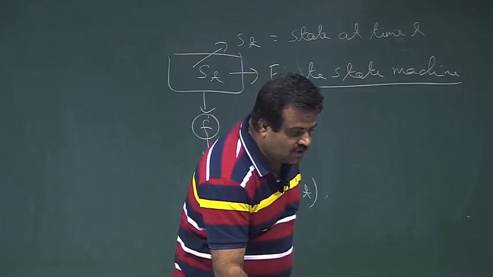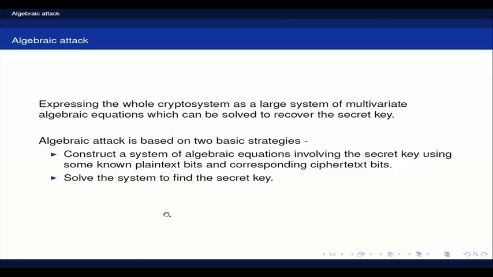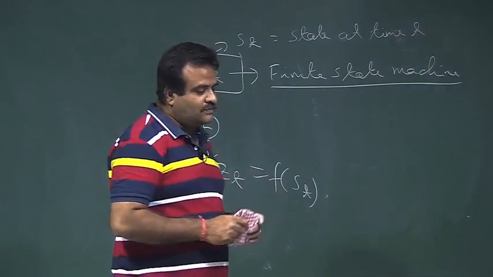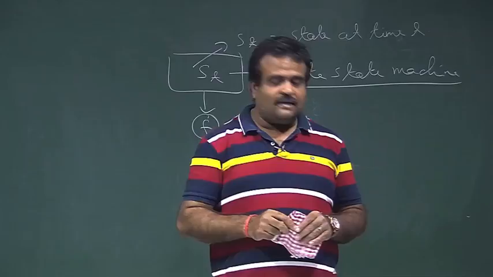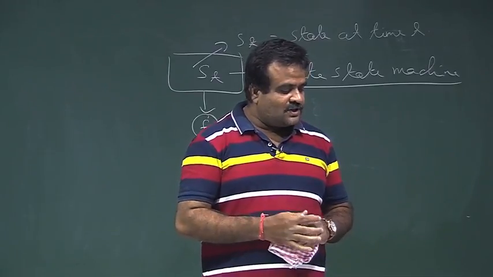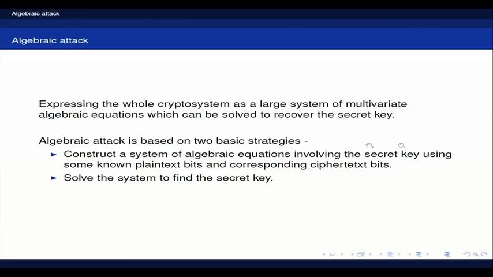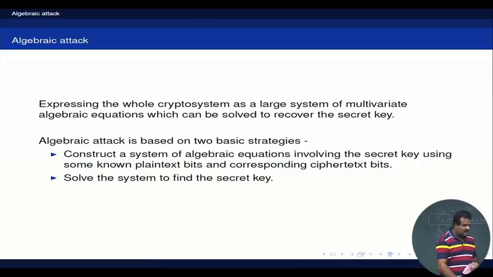Then for algebraic attack, what we need to do is write this zt in terms of this f, in terms of algebraic equations. So expressing the whole crypto system as a large system of multivariate algebraic equations which can be solved to recover the secret key. So algebraic attack is based on two basic strategies. We construct a system of algebraic equations involving the secret key using some known plaintext and ciphertext, because this is a known plaintext attack. We know some plaintext bits and ciphertext bits.